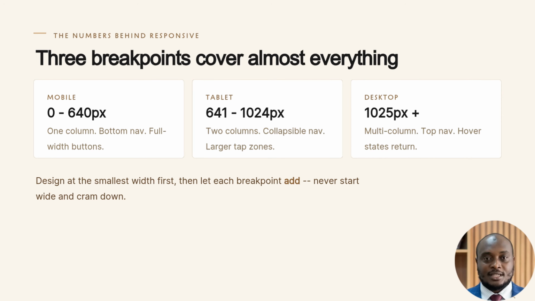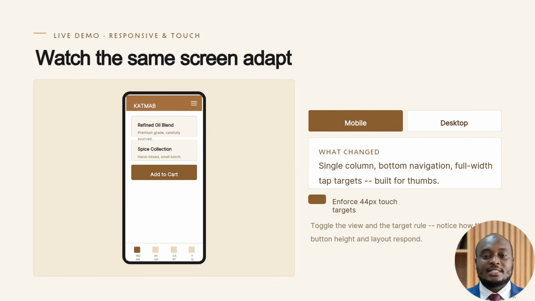And remember the direction. Design at the smallest width first, then let each larger breakpoint add space and columns. You build up, you never cram down. Let's make this real. This is a live demo. Same screen, 2 views. Watch what happens when I switch from mobile to desktop. The layout goes from a single column with bottom navigation to a multi-column layout with a top nav bar. And watch the touch target toggle. When I enforce the 44 pixel rule, the button grows to a comfortable thumb-friendly size. This is responsive, mobile-first thinking in action, not just theory.